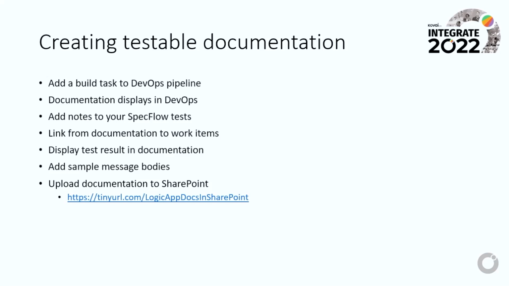What I can do with Living Documents is take those SpecFlow files, flesh them out with a bit more detail and examples and all that stuff, and have it generate documentation that I can load into DevOps, or I can load it out. I've also got a thing where I can load it into SharePoint.